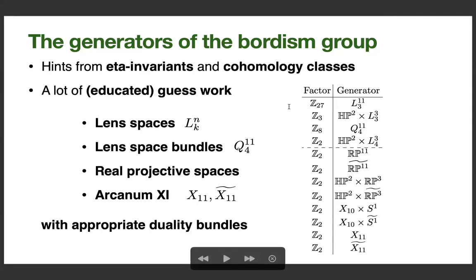And then there are some other usual suspects. So you have a lot of lens spaces, you have some real projective spaces with some duality bundle on top. And then there are more exotic things like this Q411, for example, which is a fibration of a lens space over a two-sphere that is twisted in a certain way and also appears in other contexts in bordism theory. So these spaces come with a GL2 plus bundle on top of them?